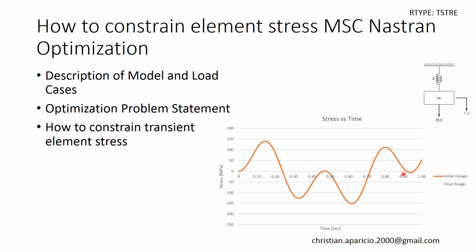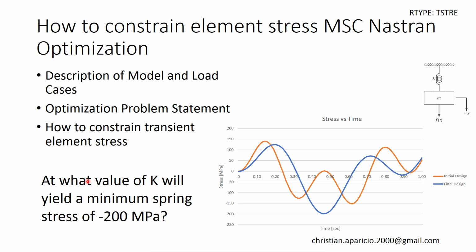MSC Nastran allows you to employ a functionality that allows you to constrain the stress in the spring. Here we see that at about 0.15 seconds, we have a maximum spring stress of 150 megapascals. Here at approximately 0.6 seconds, we have a stress of negative 150 megapascals.